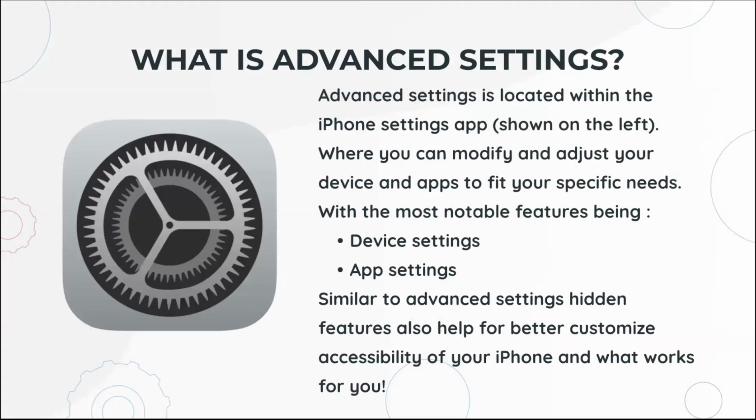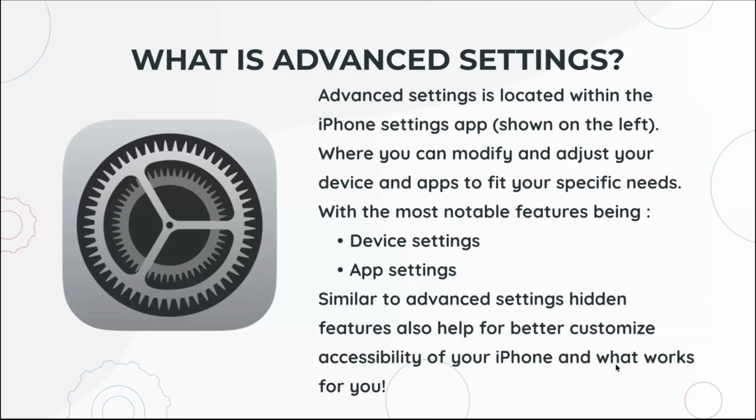So advanced settings are located within the iPhone settings app. This is a big gear icon on your left. If you own a Mac like me, you're also going to see a similar icon on your MacBook or iMac, where you can modify and adjust your device and app to fit your specific needs. With the most notable features being device settings and app settings. So again, there's settings that control your entire phone, and then you can also select individual apps.